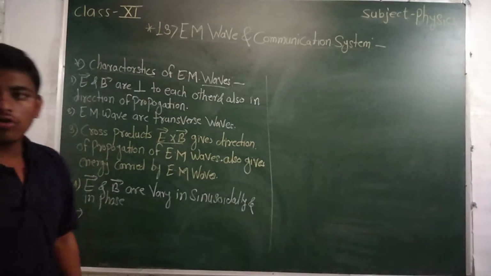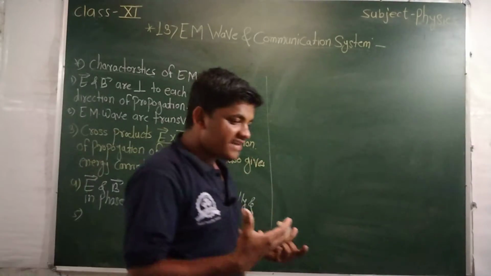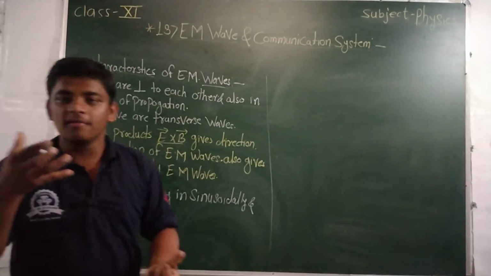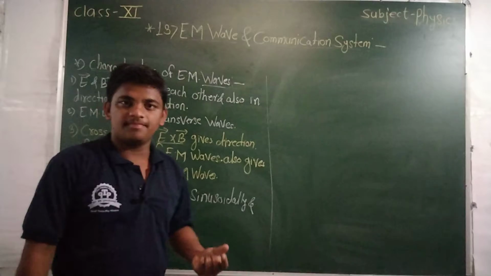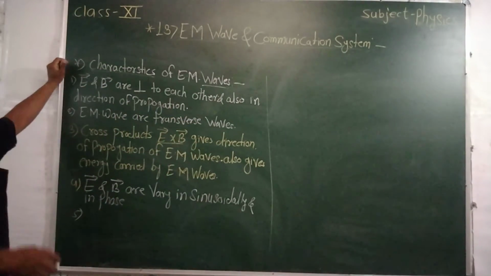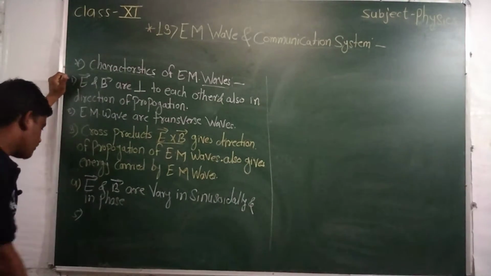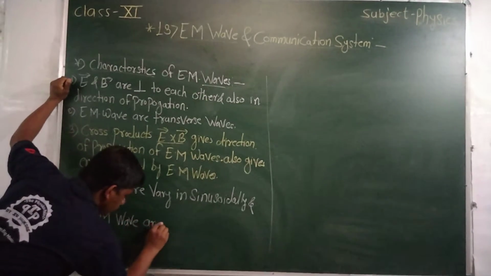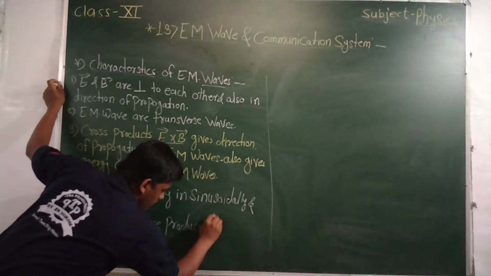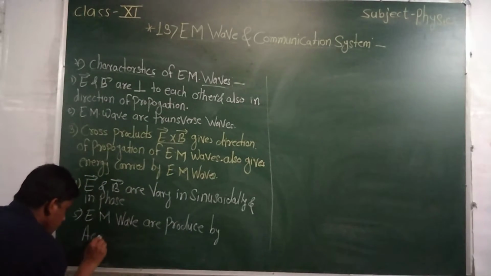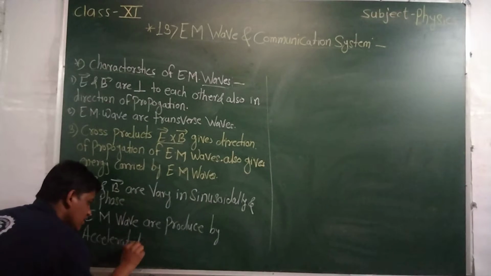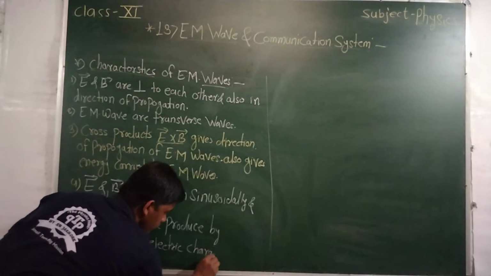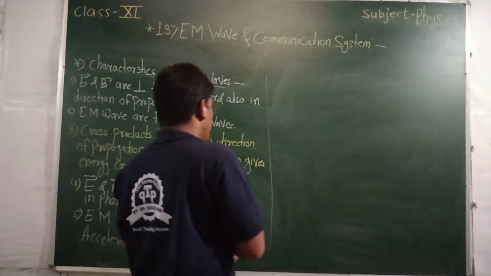Characteristic number 5. How do we produce electromagnetic waves? The main cause of the formation of electromagnetic waves is accelerated electric charges. EM waves are produced by accelerated electric charge.